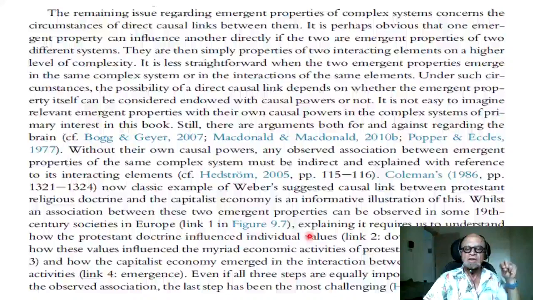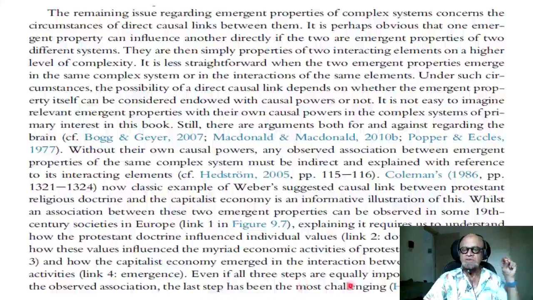So we can look at link 1 in figure 9.7 in a minute, explaining that it requires us to understand how the Protestant doctrine influenced individual values. Link 2 is talking about the downward causation here, and how these values influence the myriad economic activities of Protestant individuals, which is shown in link 3, and how the capitalist economy emerged in the interactions between these economic activities. Link 4 is the emergence here. So we'll see that on the next page.